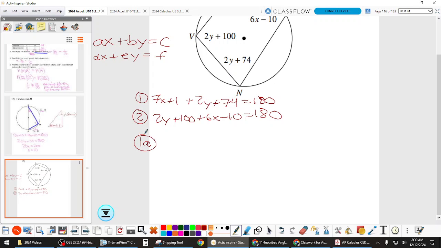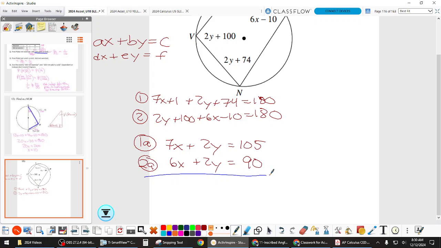So 1a, if I rearrange all this, it's going to be 7x plus 2y, and then we have 1 plus 74 on the left side that we need to subtract from the right side, so that's subtracting 75. Over here for 2a, we have 6x plus 2y, and then 100 minus 10 is 90. Any questions on where those came from? How do we combine them to get rid of a variable? We want to subtract to get rid of the 2y's. They're already the same coefficient. So 7 minus 6 is just 1, and then 105 minus 90 is 15.